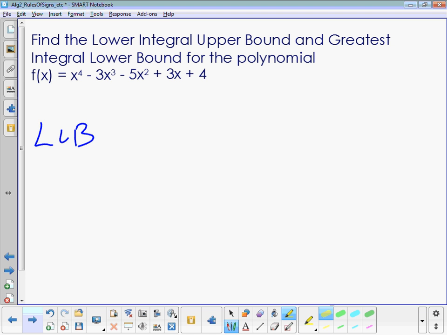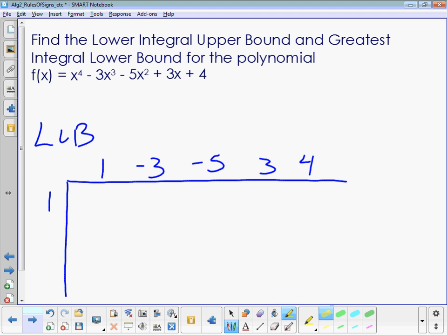So the first thing I do is set it up for synthetic division. I've got a 1x to the 4, so I put down the 1, and then the negative 3, and then the negative 5, and then the 3, and then the 4. So now I want to do synthetic division with a 1. Now I'm going to modify my table a little bit. I'm not going to write every single number down. I'm just going to do it, and then I'll write down the numbers that will be in that third row. So I'm setting up my table a little differently here.